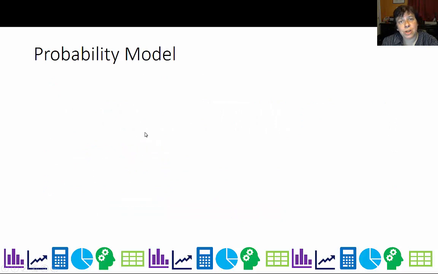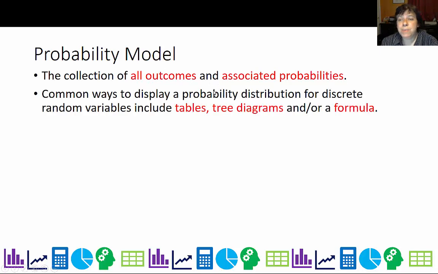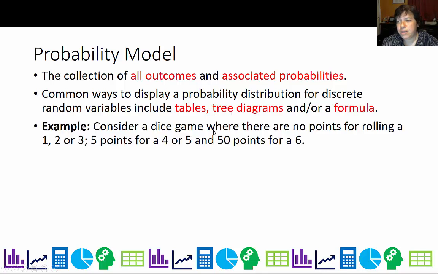So one thing we use when analyzing this is a probability model, and that's a collection of all outcomes and associated probabilities. Some common ways to display a probability distribution for a discrete random variable is with tables, tree diagrams, and/or a formula. I personally prefer either tables or tree diagrams. Sometimes if it's complicated, the tree diagrams can really help you figure it out.